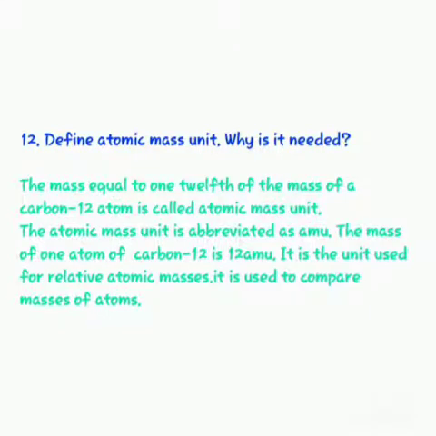As we know that the mass equal to 1/12 of the mass of a carbon-12 atom is called atomic mass unit, and the atomic mass unit is abbreviated as AMU. The mass of one atom of carbon-12 is 12 atomic mass units. It is a unit used for relative atomic masses, and it is used to compare masses of other atoms. So that's why it is needed.